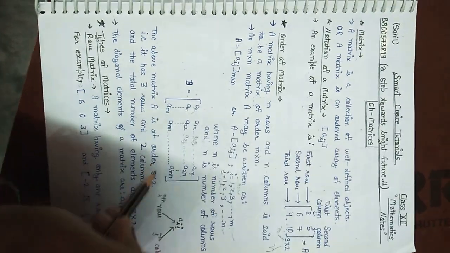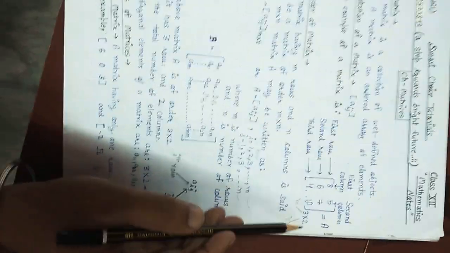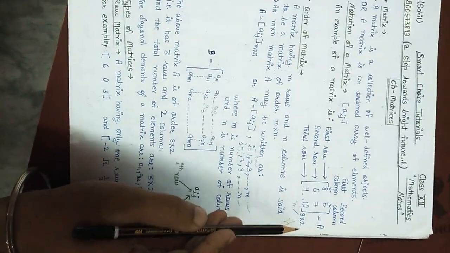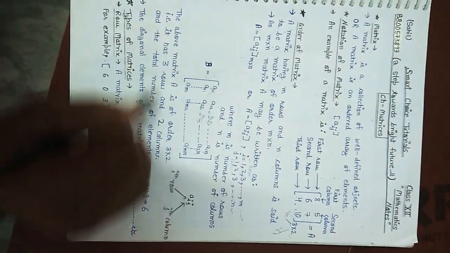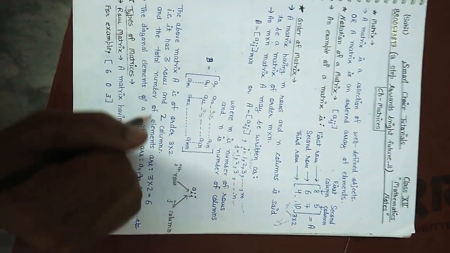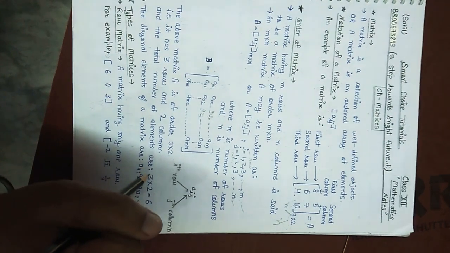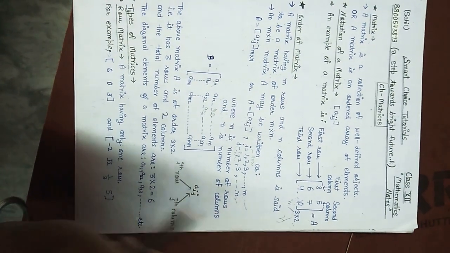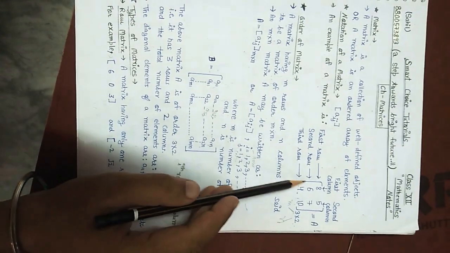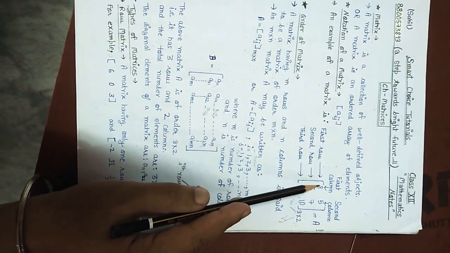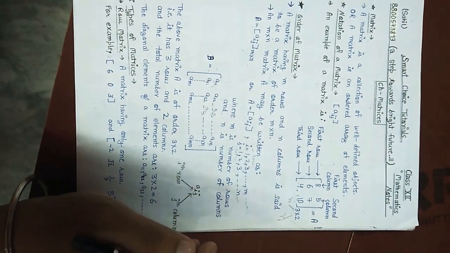The above matrix A is of order 3 cross 2, which means there are 3 rows and 2 columns. And the total number of elements can be calculated by multiplying the rows and the columns, that is 3 into 2, 6. Hence, there are a total of 6 elements, namely 8, 5, 6, 7, 4, 10.